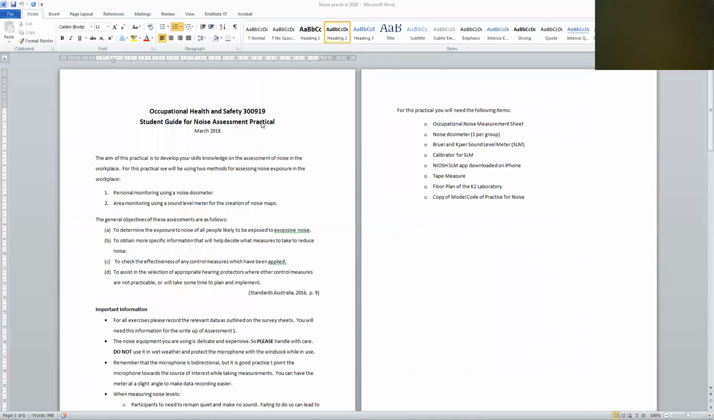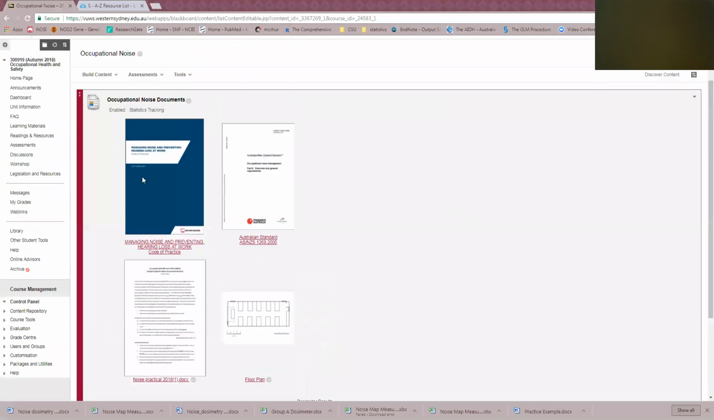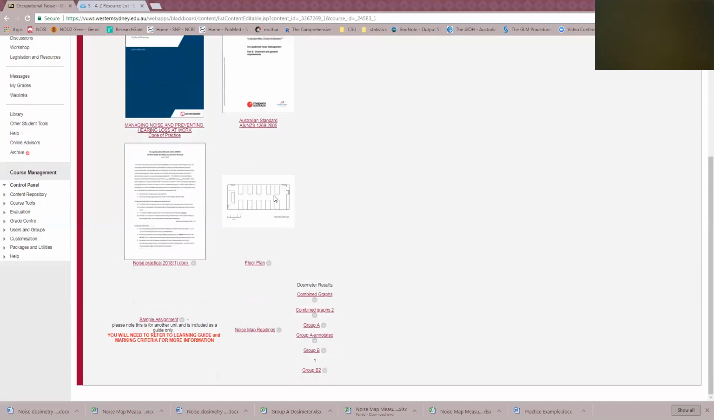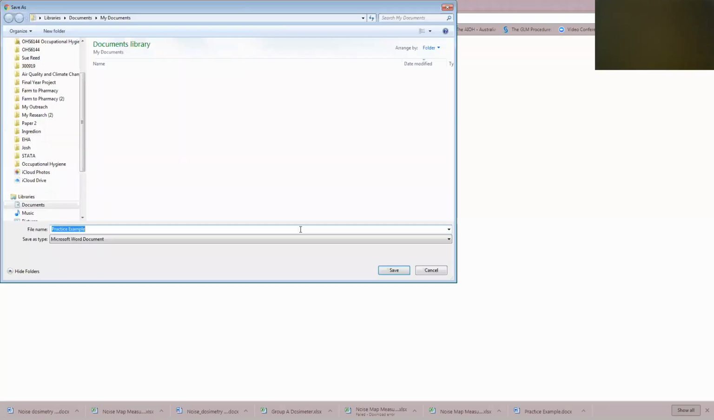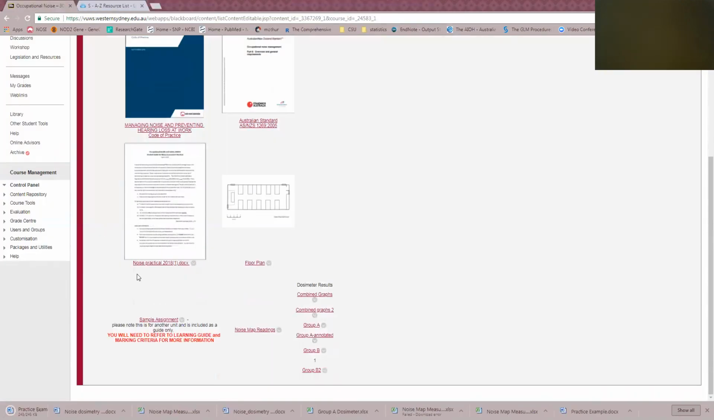So here's our student noise practical assignment. So again, this is all the information you have. We have the code of practice that gives you the background, the where's, the why's, the how's, the Australian Standard for the method. You have the noise practical to remind you also how you went about collecting your data, the floor plan to put your information into, plug and play if you like, and your noise map reading, so that goes into there. I've also included a sample assignment. Now, please remember this actually comes from another unit.